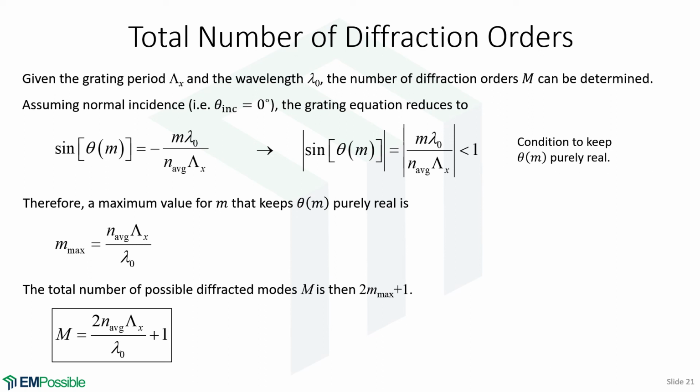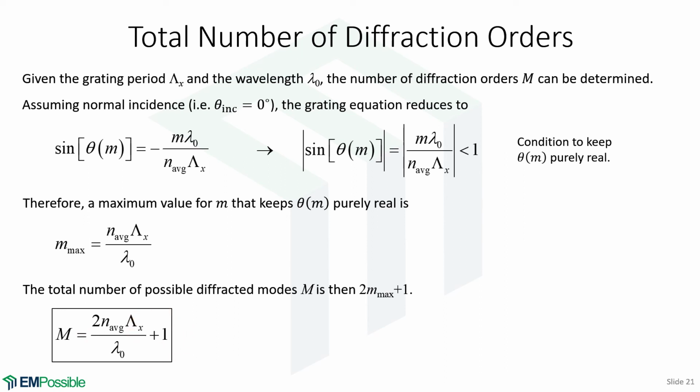So what is the total number of modes? Well, it turns out it's 2 times the number we just calculated plus 1. So in the end, here's our equation for total number of diffracted modes. And very likely we'll get a decimal here, so we will round down to the lowest integer.